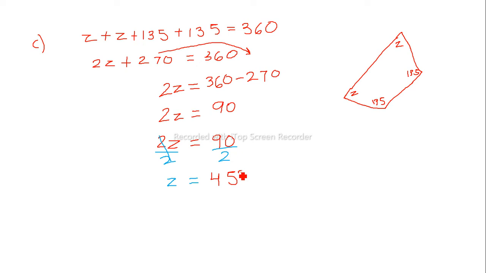Sorry to cut y'all off, but we skipped Y. So Z is 45. Y is simply gonna be 135 divided by 2. So it's gonna be equal to what, 67.5?